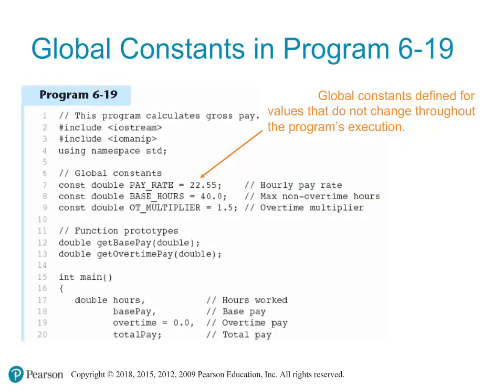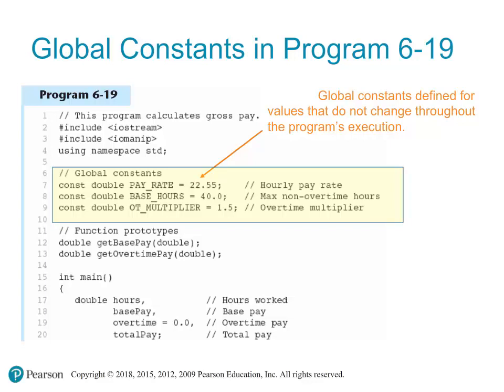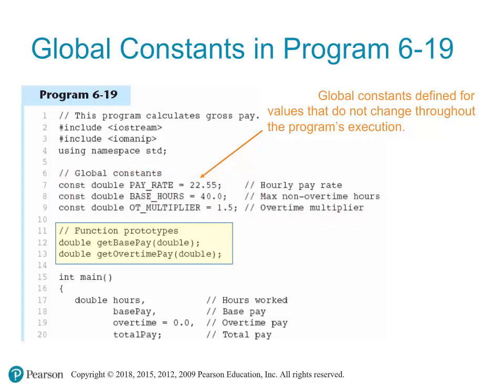In this example, we will see how global constants can be effectively used to make the code more maintainable and less error-prone. PAY_RATE, BASE_HOURS, and OT_MULTIPLY are defined as global constants. They are accessible throughout the program and cannot be modified. The two function prototypes, getBasePay and getOvertimePay, are declared. These functions will presumably use the global constants for their calculations.